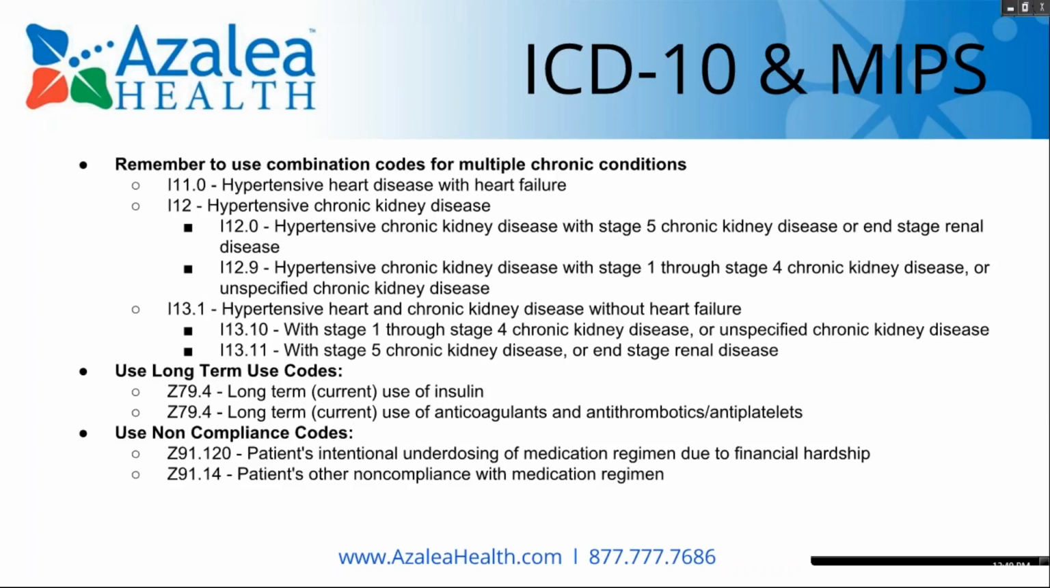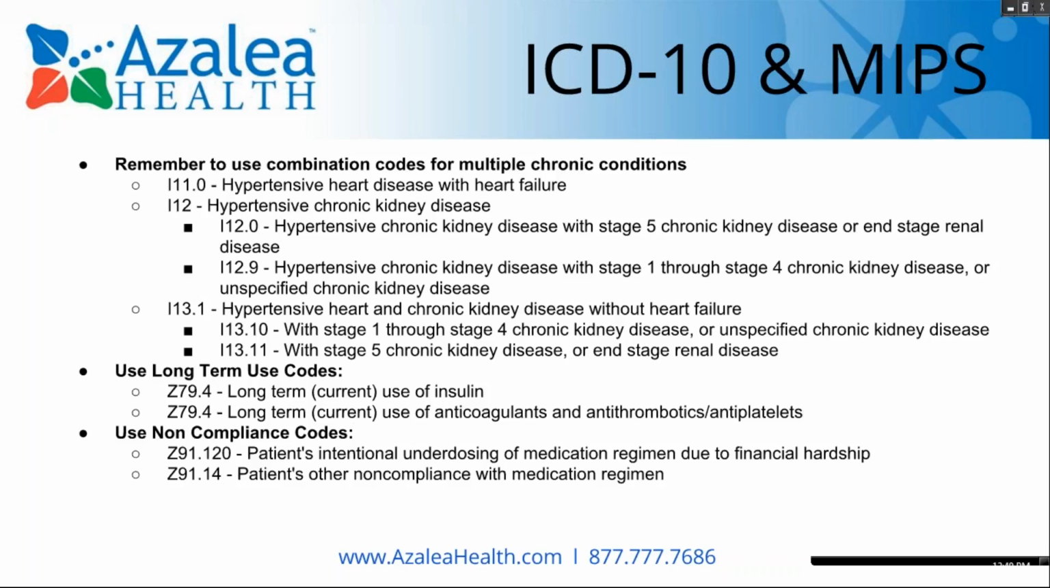So long-term use of insulin, long-term use of anticoagulant. You may not be seeing the patient that day for that in particular, but if they're on those, you have to put that on the claim because that is factoring into your medical decision making. So you need to include those on the encounter, and they need to be on the claim. That way you get credit for it because it's going to increase your risk factor scores, and it's going to help your composite scores. You have to remember to use these.